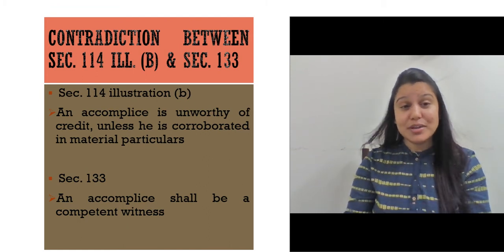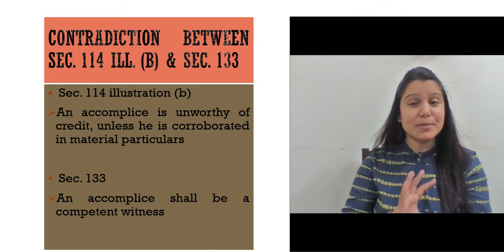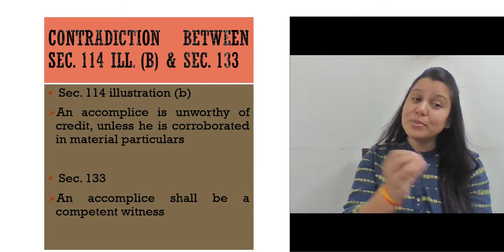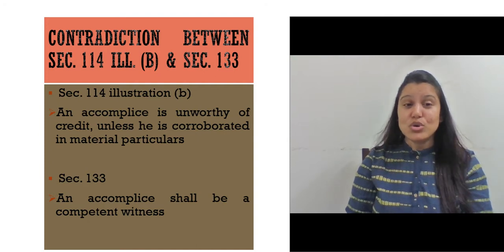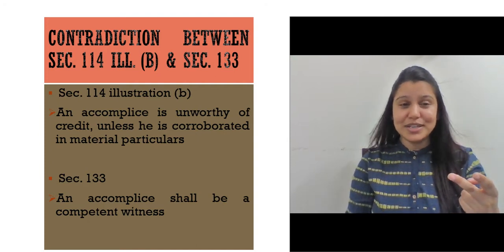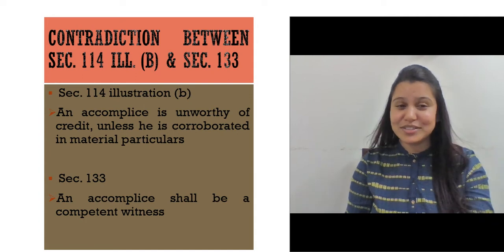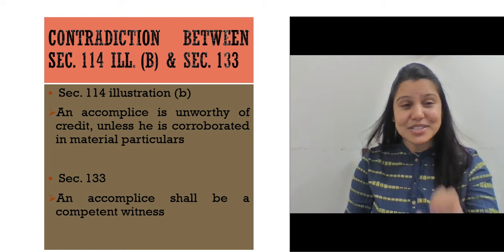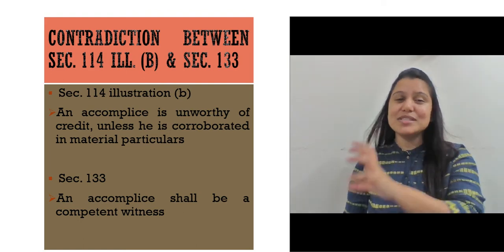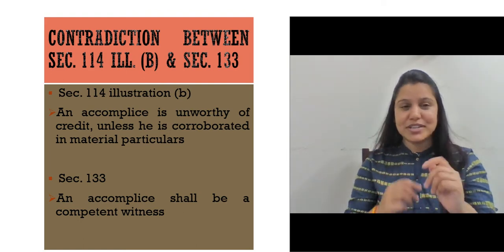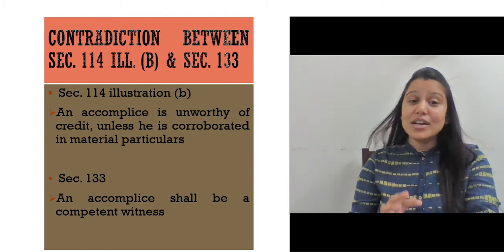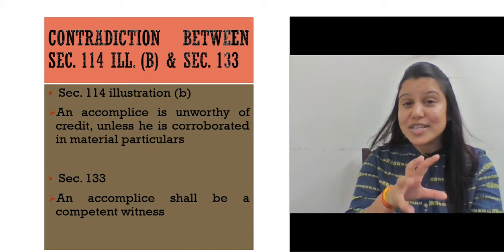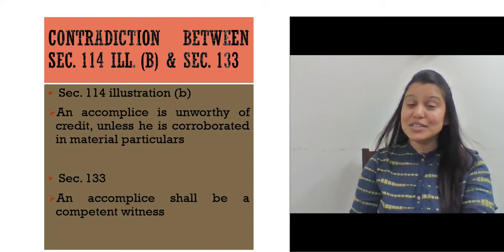Right? So here, by the illustration, it is simply written that he is unworthy of credit unless he is corroborated in material particulars. So both the statements are conflicting. The first one, in section 133, as we had seen, says that he shall be a competent witness. And here it is written, an accomplice is unworthy of credit, unless he is corroborated in material particulars. So corroboration is necessary if we look into the illustration.